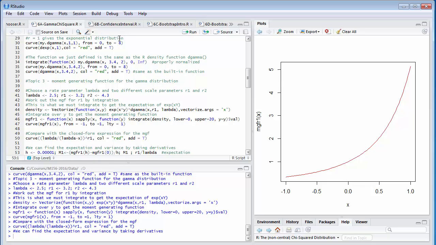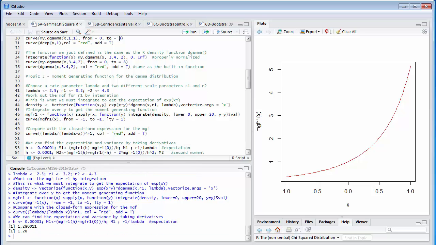Recall, you can always get expectation and variance out of moment-generating functions. You do it by taking derivatives, and I'm going to approximate these derivatives numerically. Take the value at two values, one of them 0, one of them a very small positive h, divide by h, and I get the value 1.28 plus change.